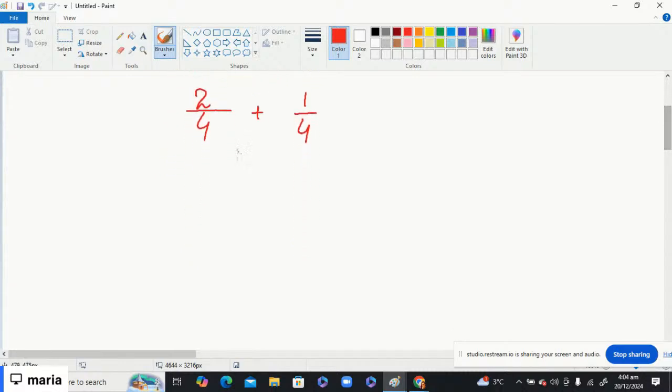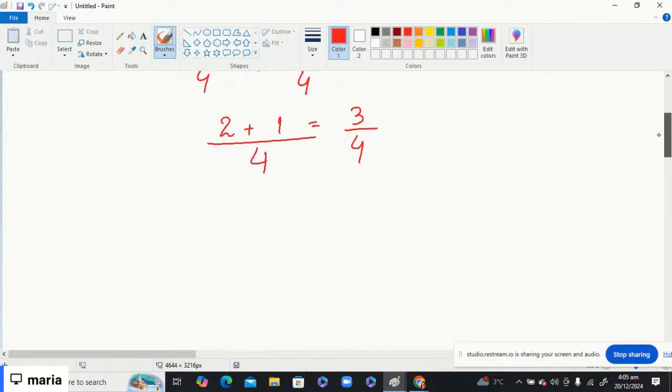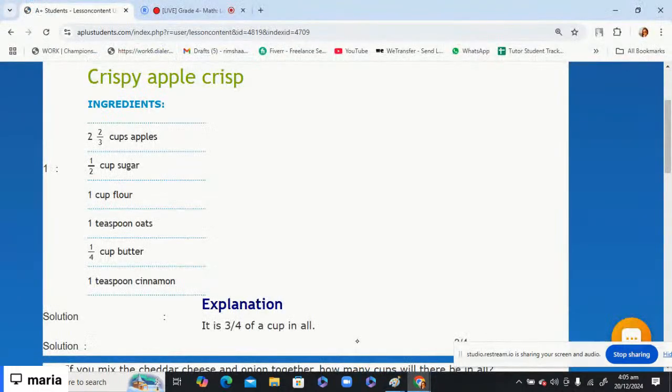Now 2 by 4 and 1 by 4. Here the denominators are both the same, so we put the 4 here only and add the numerators. So 2 plus 1 is 3 and 4 is as it is. So this is the way that you are going to solve in the recipes. Okay, let's do the next one.